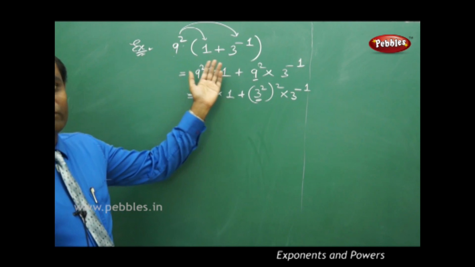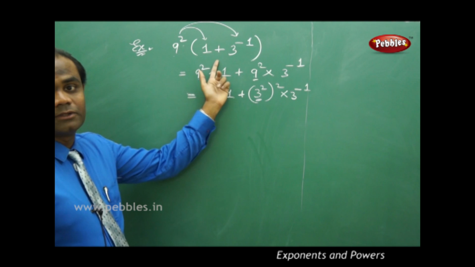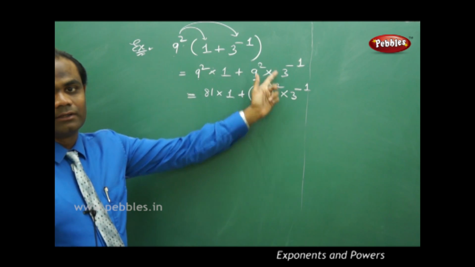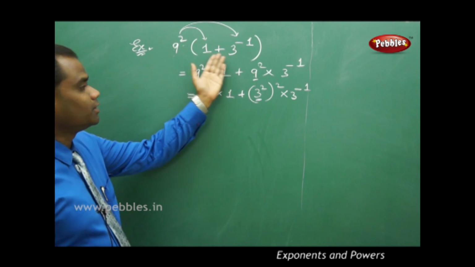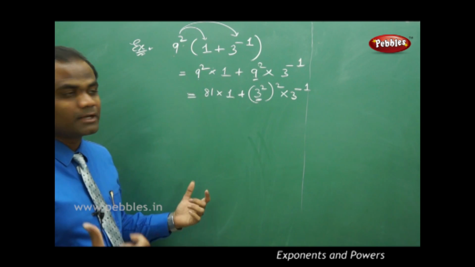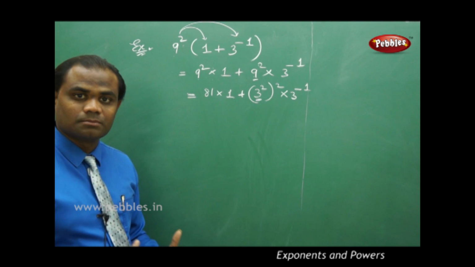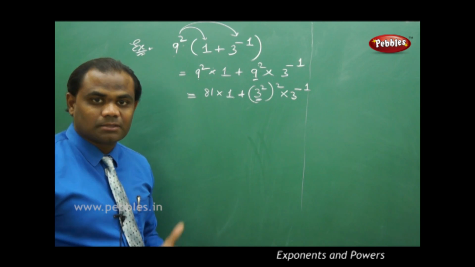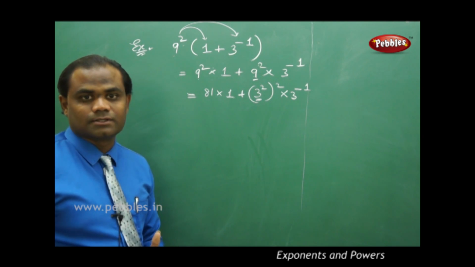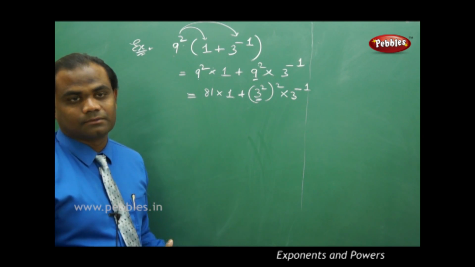So let's take a problem where I have 9 square multiplied with 1 plus 3 raised to negative 1. In this case, I first expand the brackets by multiplying this to each of the terms. Then after I expand the brackets, I try to simplify individually each of the terms. And then I attempt to use the 7 laws of indices which we have discussed in the previous session.